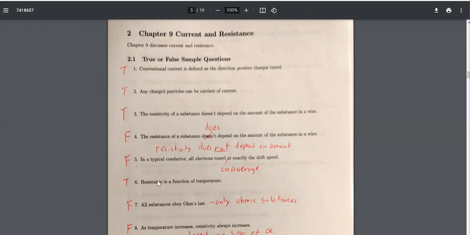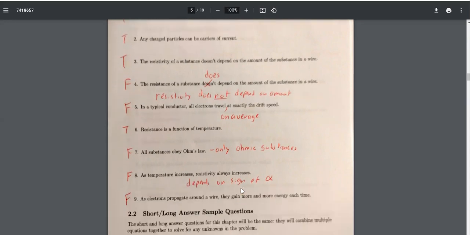Okay, now in a typical conductor, all electrons travel at the drift speed. That is not true. The electrons are bouncing around seemingly randomly. Only on average, over long time spans, can you see that they're drifting in one direction at some speed. Okay, now resistance does change with temperature.